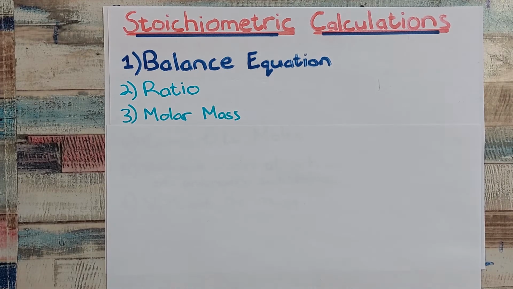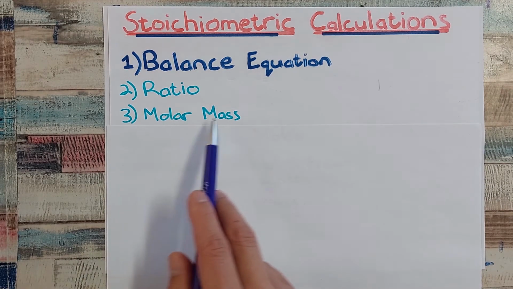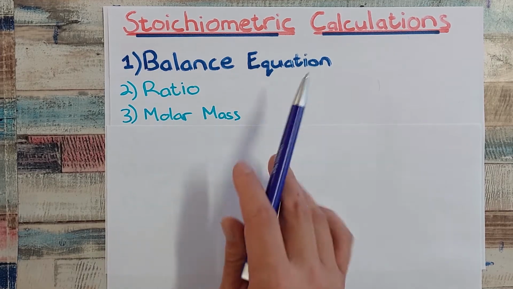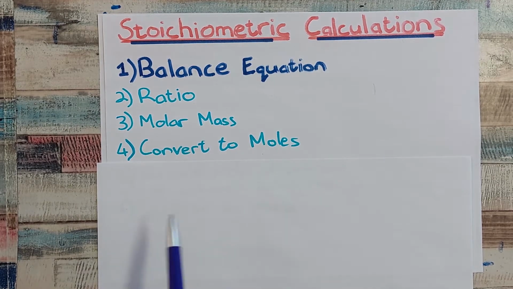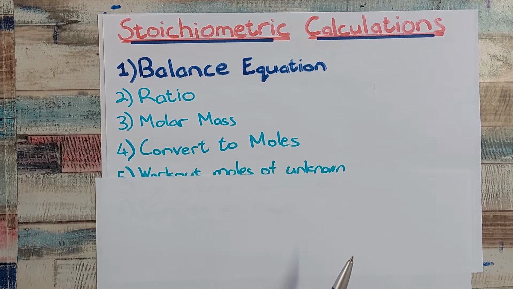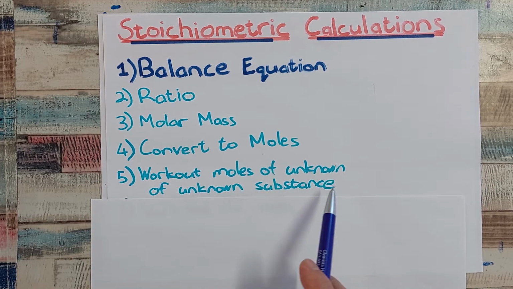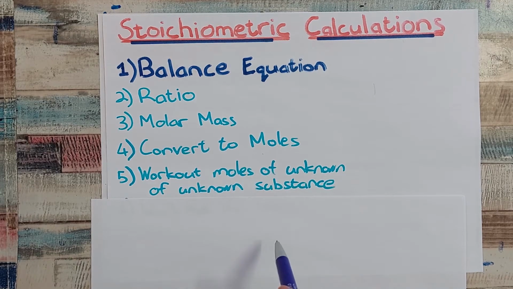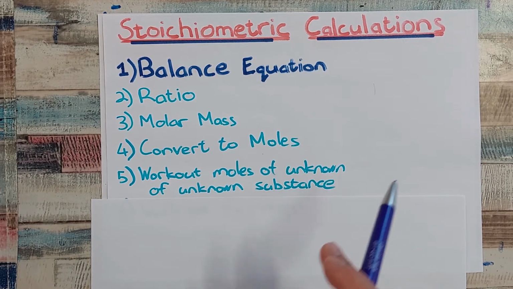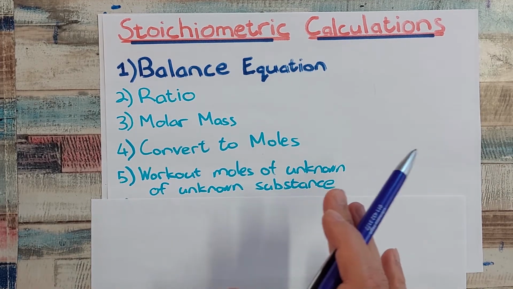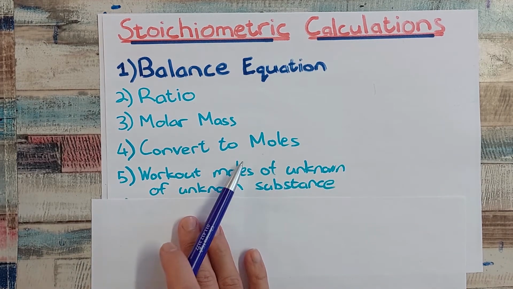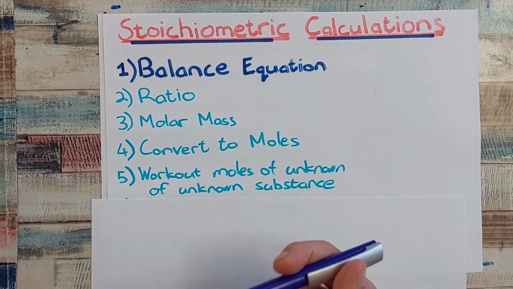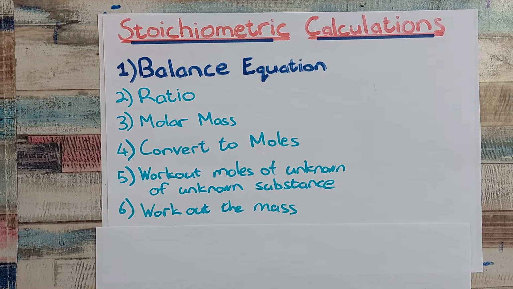Then after that, we are going to calculate the molar mass from our balanced equation. Then we are going to convert all of that into moles. Converting into moles is also a very important part of this section. And then we're going to work out the moles of the unknown substance that we are trying to solve. We are always trying to solve for something, just like an algebraic equation, something that we don't have. We are using what they have given us to solve for it, and then work out the mass that we don't know.